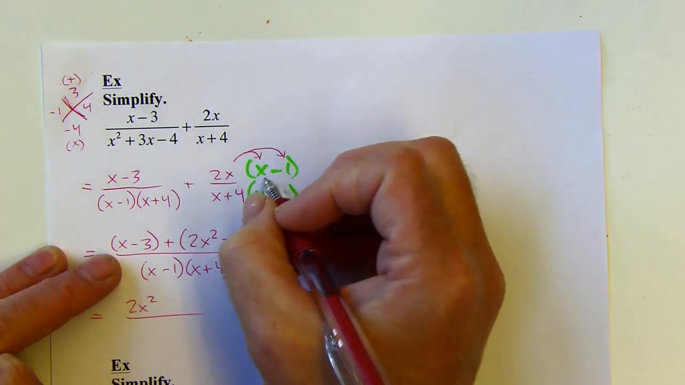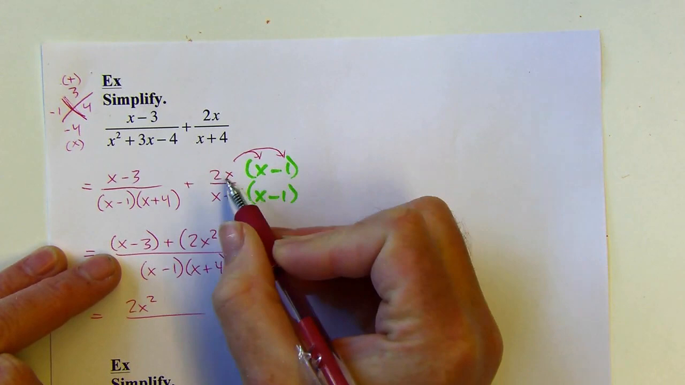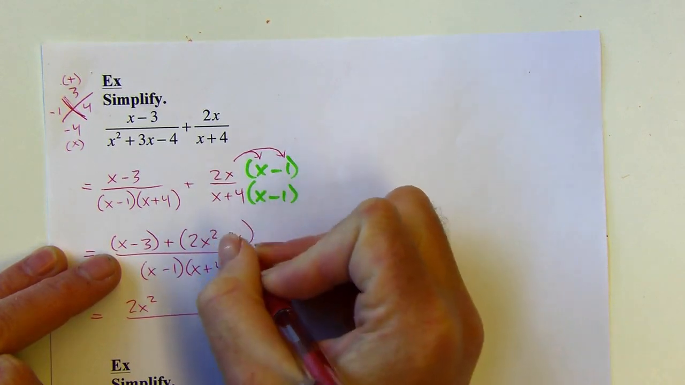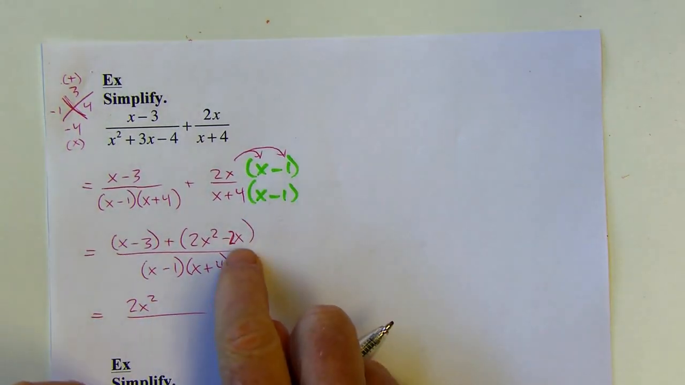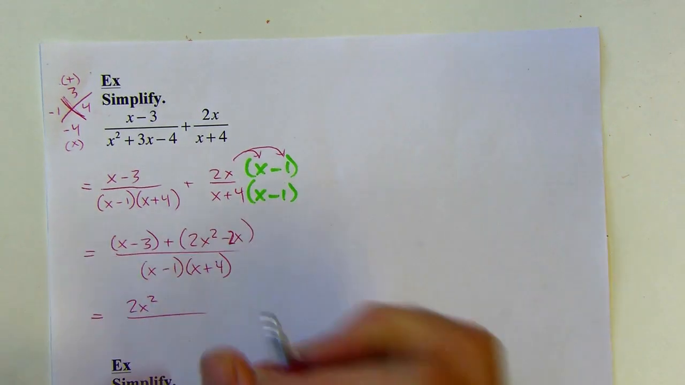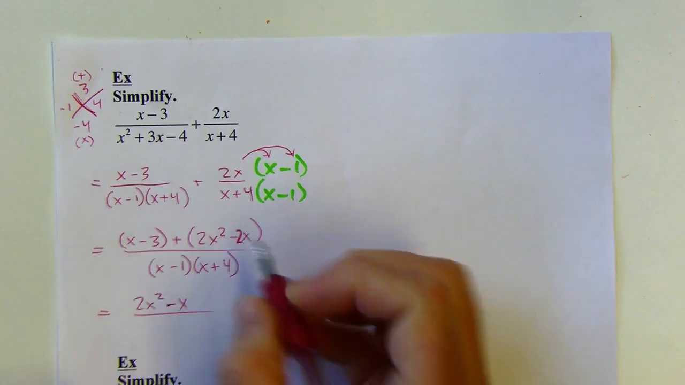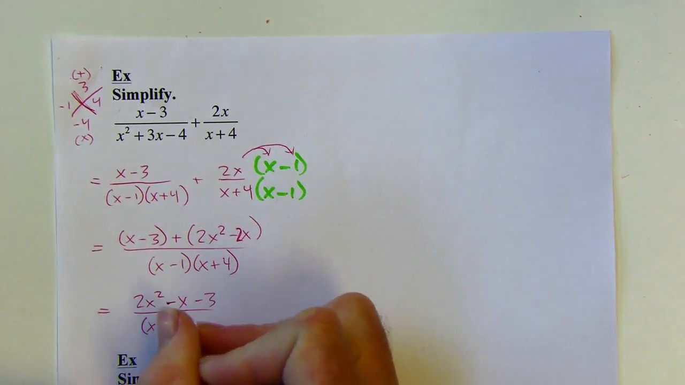Oh, you know what? Never mind. When I distributed that, that should have been 2x squared minus 2x. I was having a feeling that those shouldn't cancel. Sorry, that should be a negative 2x there. Okay, and then when I combine these, I'm going to get negative x. And then there's the negative 3 as well.